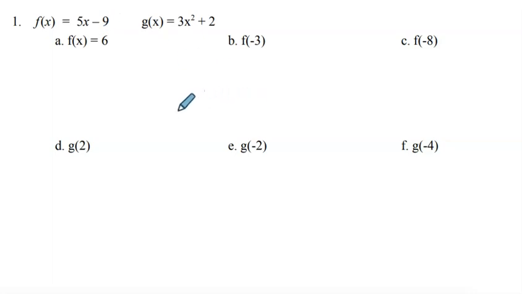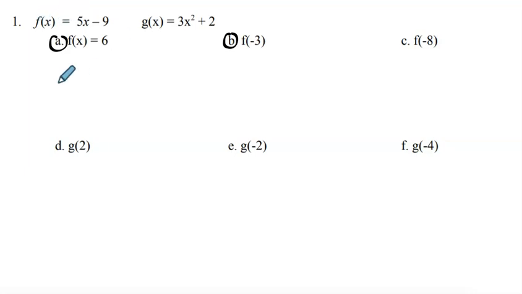Alright, so I'm going to just walk you guys through a couple examples here from the review sheet. I just want to show you the primary difference between two of the problems here that you guys can see on the exam. So A, f of x equals 6 versus B, f of negative 3. When you have notation like this, they're both saying to do something different, right?